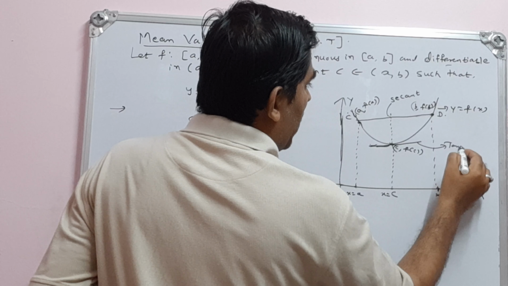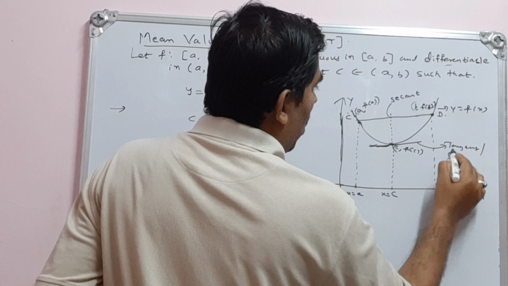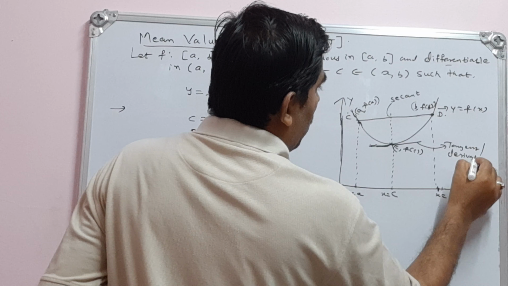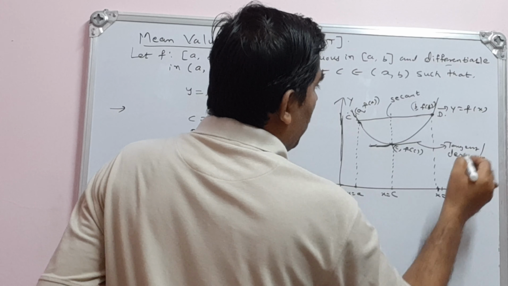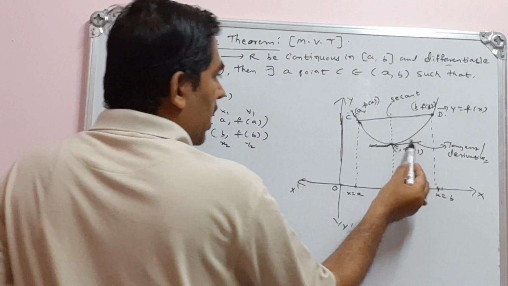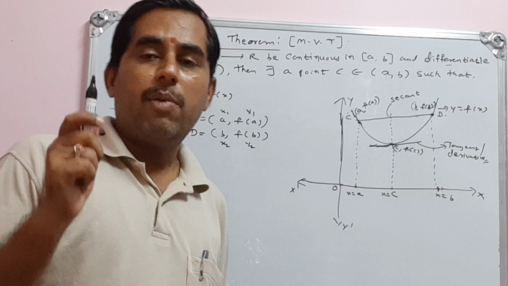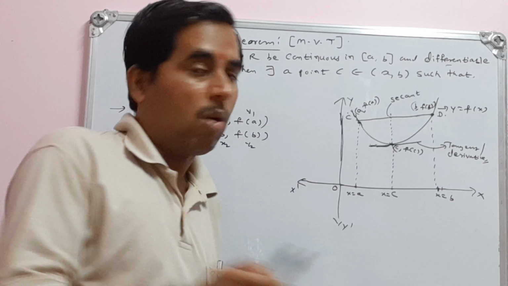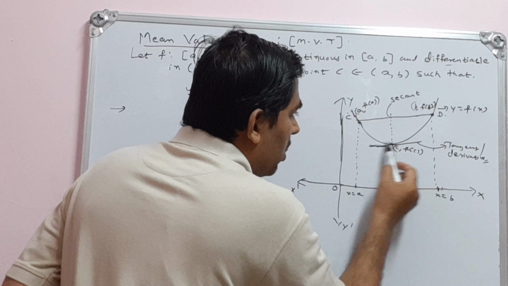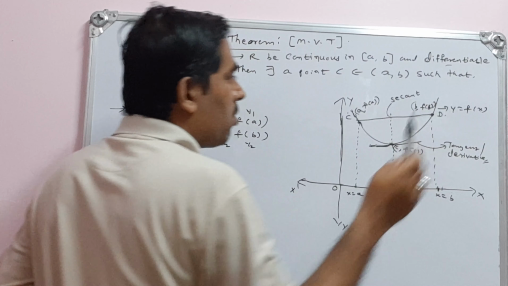So this is tangent to the curve, or the derivative of the function at the given point. That is the derivative, or nothing but the tangent. So the claim of Rolle's theorem was dy by dx is nothing but the slope of the tangent to the curve. So I have drawn the tangent. This is the secant. See, observe this.